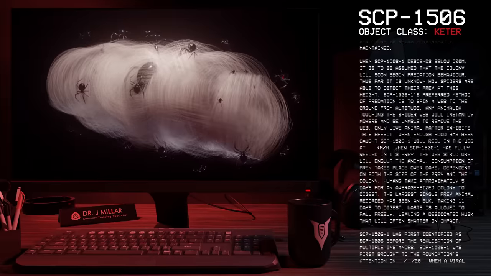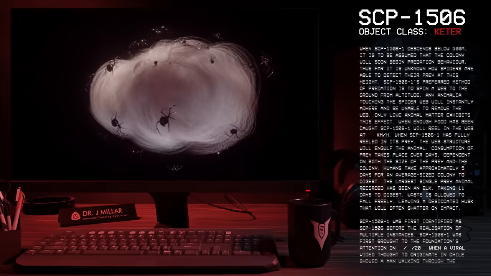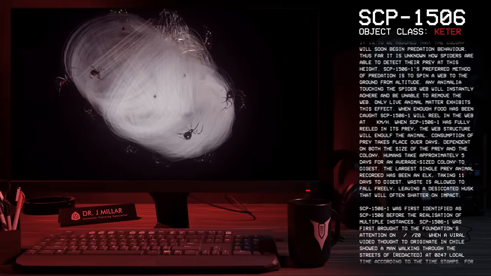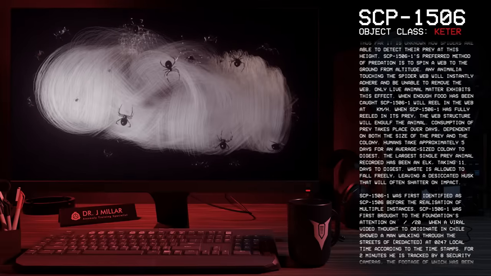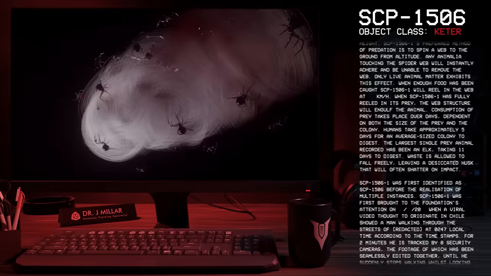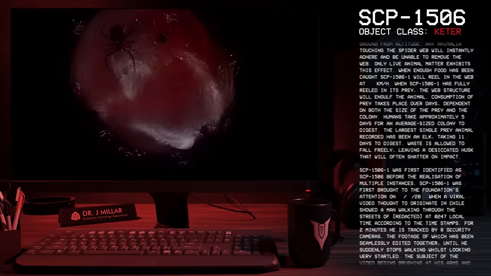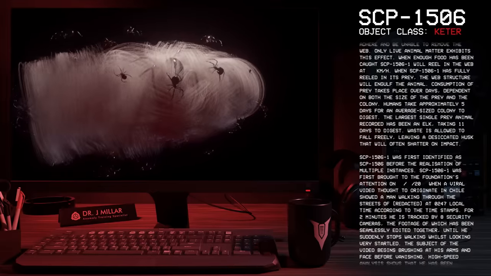SCP-1506-1's preferred method of predation is to spin a web to the ground from altitude. Any animalia touching the spider web will instantly adhere and be unable to remove the web. Only live animal matter exhibits this effect. When enough food has been caught, SCP-1506-1 will reel in the web at kilometers per hour. When SCP-1506-1 has fully reeled in its prey, the web structure will engulf the animal.